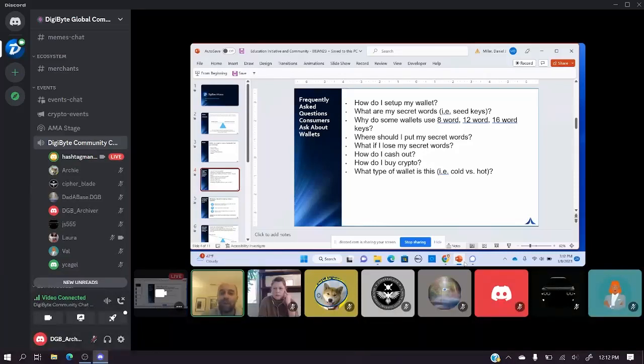Why are there so many different kinds of keys? Why are there different lengths of seed phrases? Where should I put them? What if I lose my secret words? How do I cash out? How do I buy? And what type of wallet is this, hot or cold?